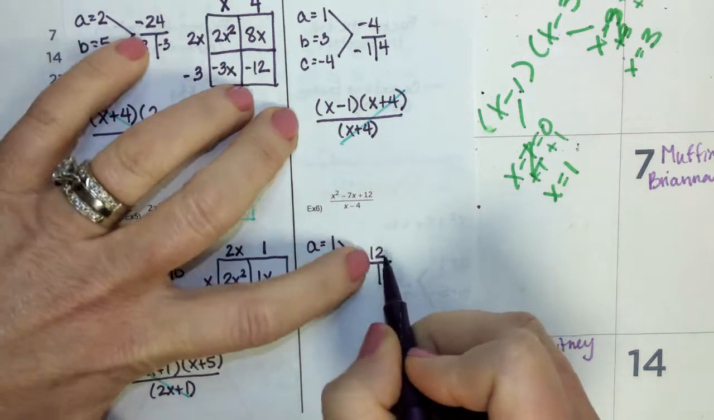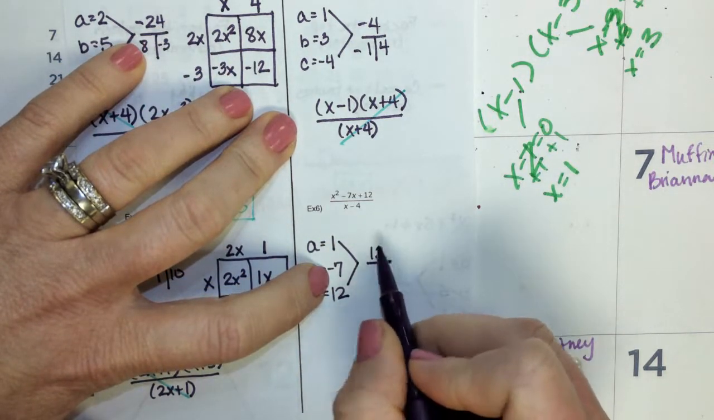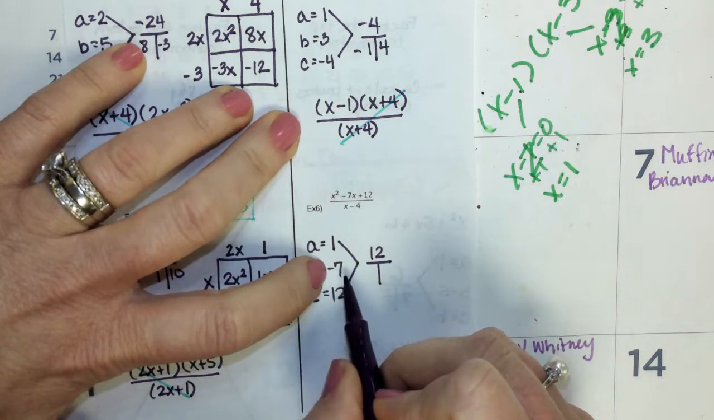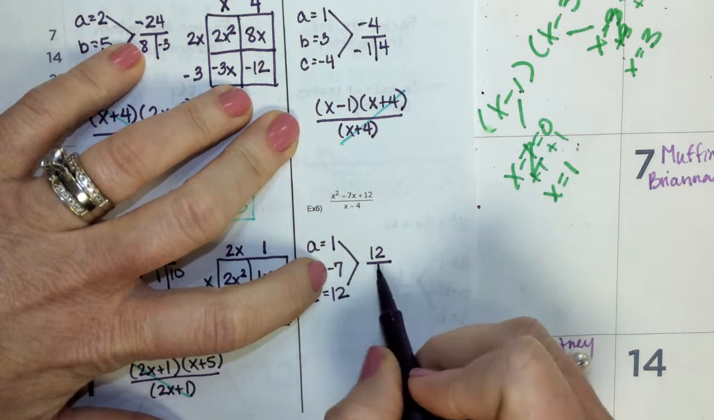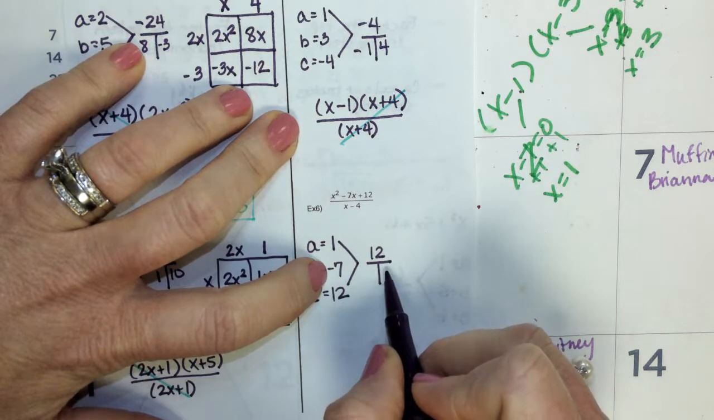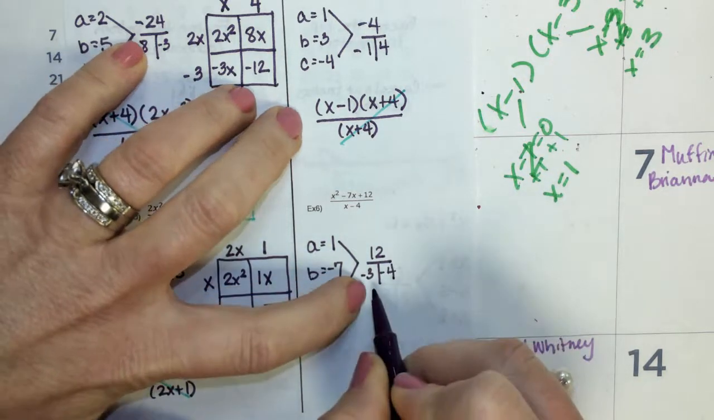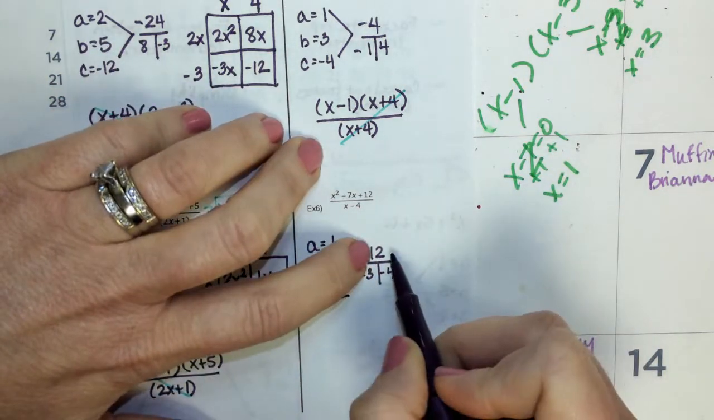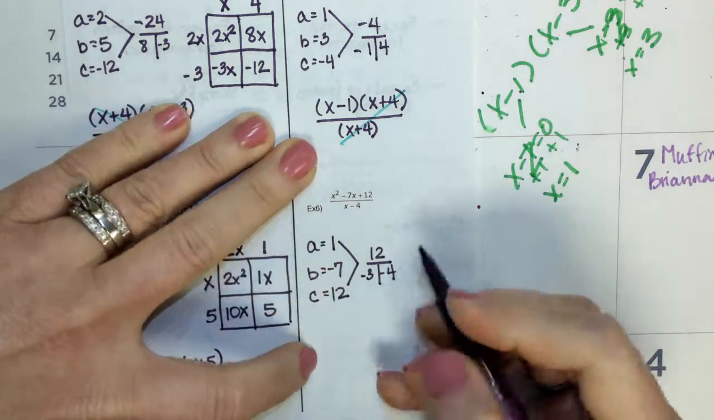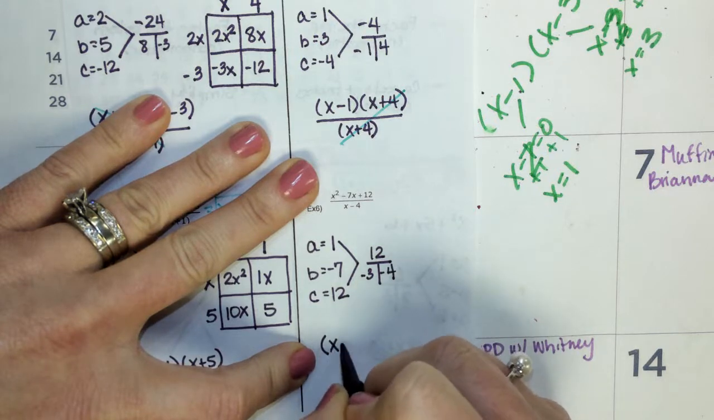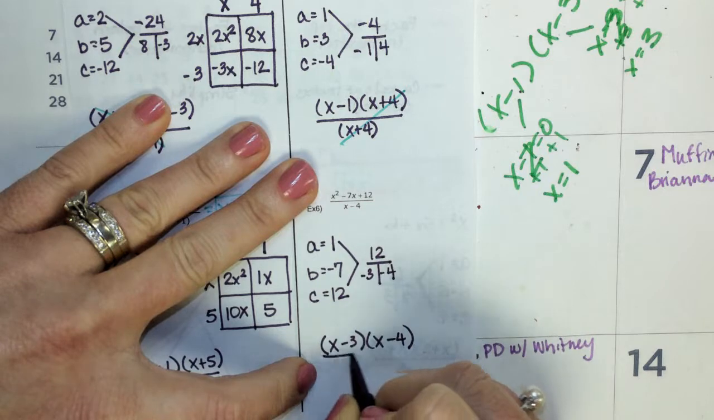So 2 factors of 12 that add up to give me a negative 7. Since my product here is positive, but the sum that I'm needing is going to need to come out to be negative, that means both of my factors here are going to be negative. So it's going to be negative 3 and negative 4, because negative 3 times negative 4 gives me a positive 12, but negative 3 plus negative 4 gives me a negative 7. So therefore my factors would be x minus 3 and x minus 4 divided by.